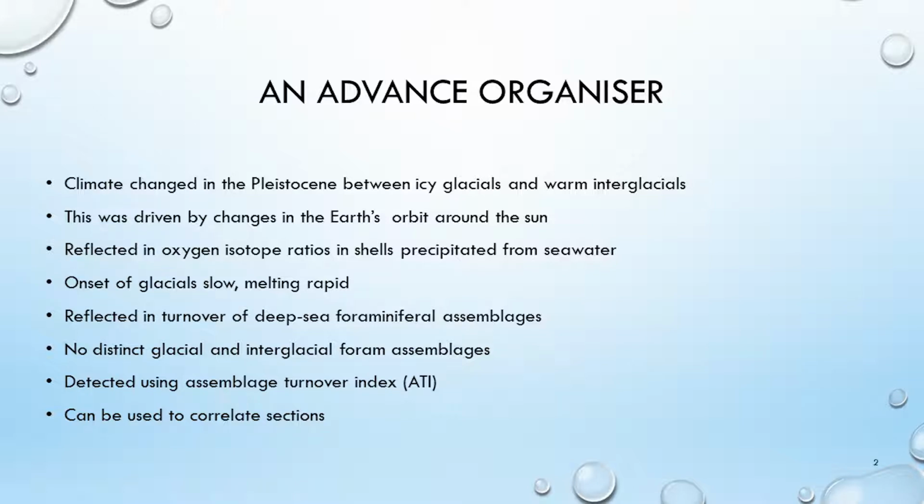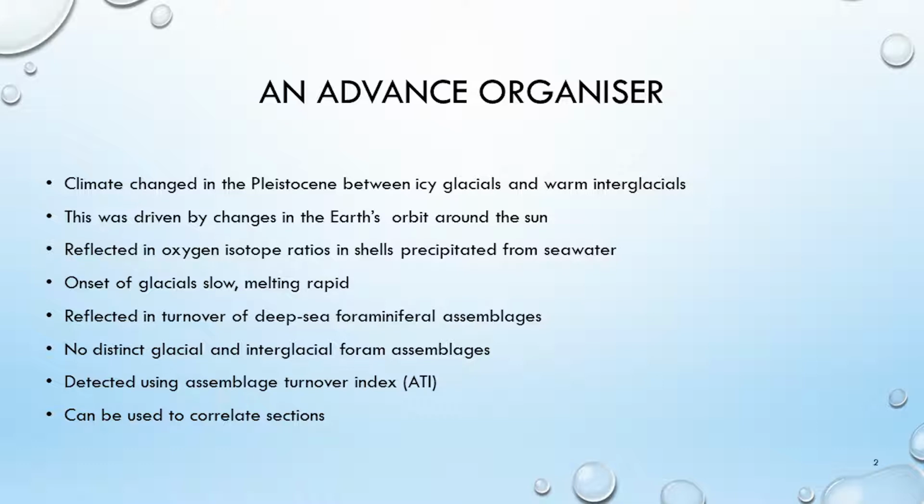in the Pleistocene changed between icy glacials and warmer interglacials. Times when a lot of our planet was covered with ice, and other times when the ice had disappeared. This was, for the last million years or so at least, driven very much by changes in the shape of the Earth's orbit around the Sun. I'm going to demonstrate this to you.